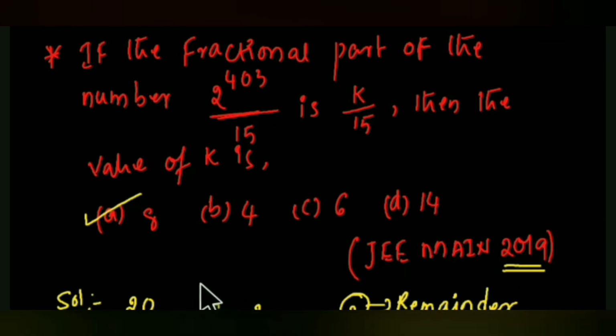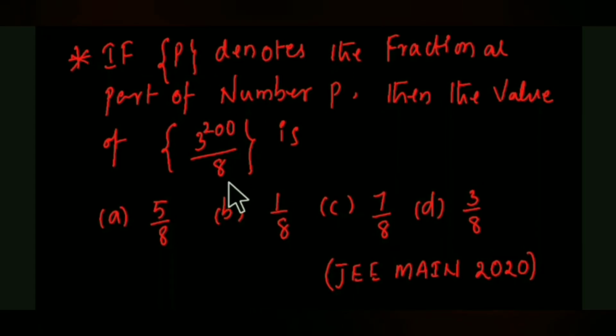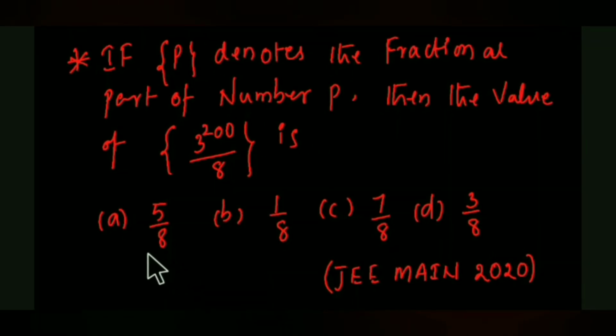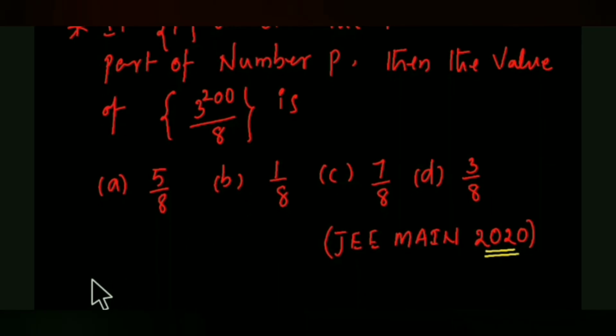We will now see another problem which came in 2020. If the symbol curly braces p denotes the fractional part of number p, then what is the value of the fractional part of 3 to the power 200 divided by 8? Option A is 5 by 8, option B is 1 by 8, option C is 7 by 8, option D is 3 by 8. This question appeared in the year 2020. Let's have a look at this problem.